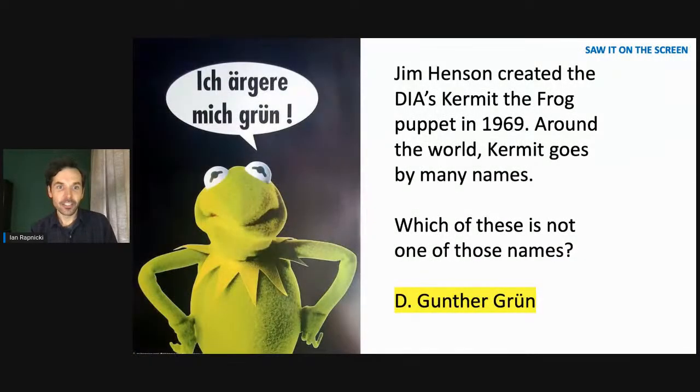Time's up. The correct answer is Gunther Grun. Kermit debuted as a vaguely lizard-like creature in 1955 on a show called Sam and Francis. It wasn't until the creation of this puppet, our puppet, in 1969 that Kermit began to closely resemble a frog that we know him as today.